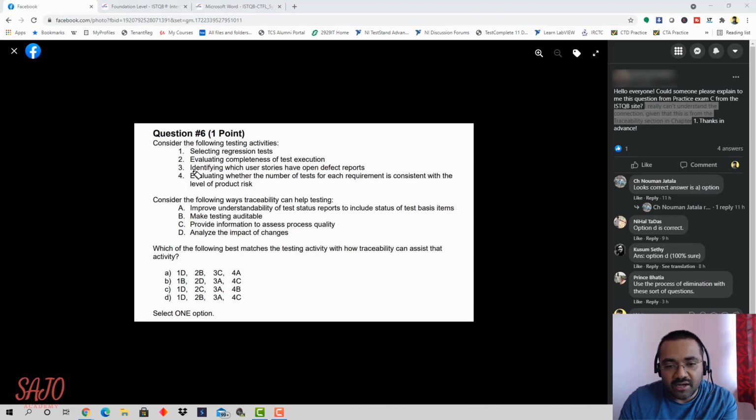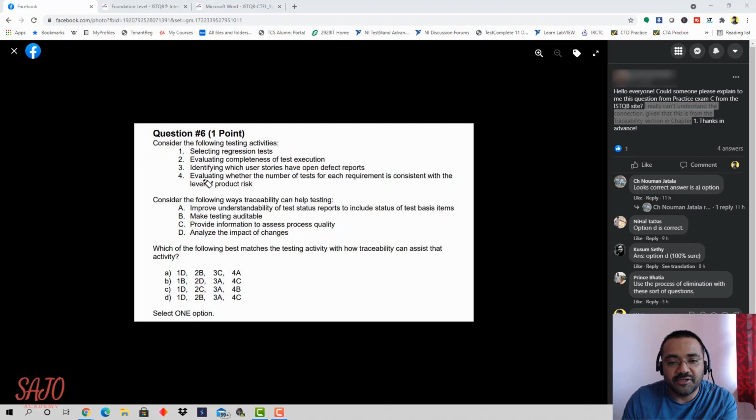Identify which user stories have open defect reports. This is talking about converting the test results into the form of a test basis, improving the understanding of a test status report to include the status of the test basis items, that is, the status against the requirements. So three should be A.